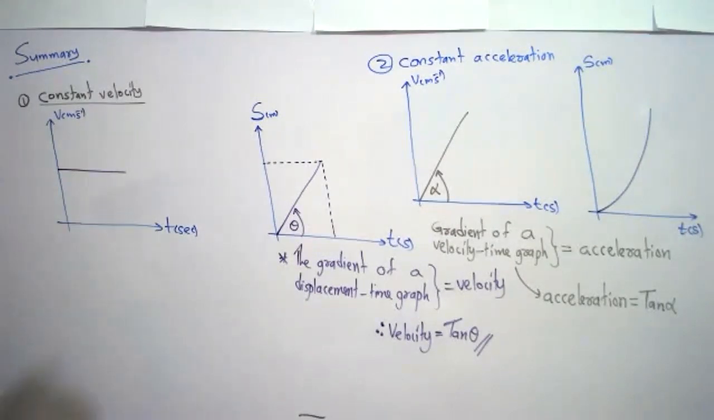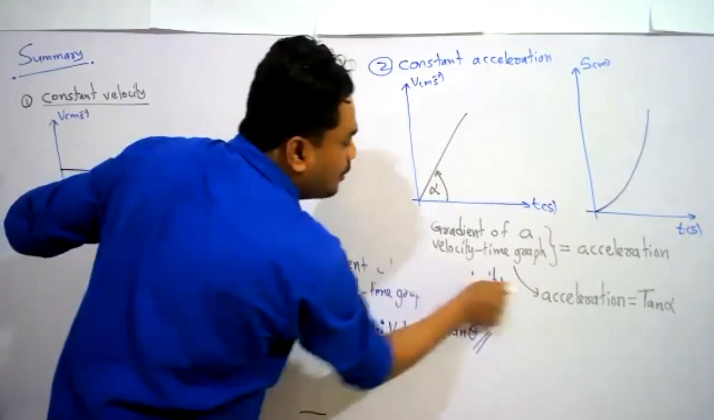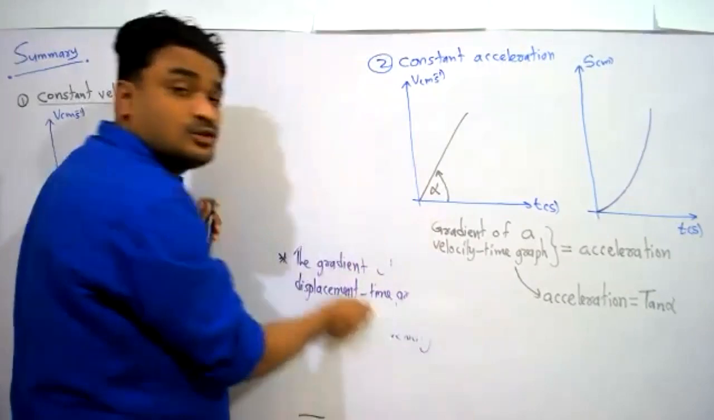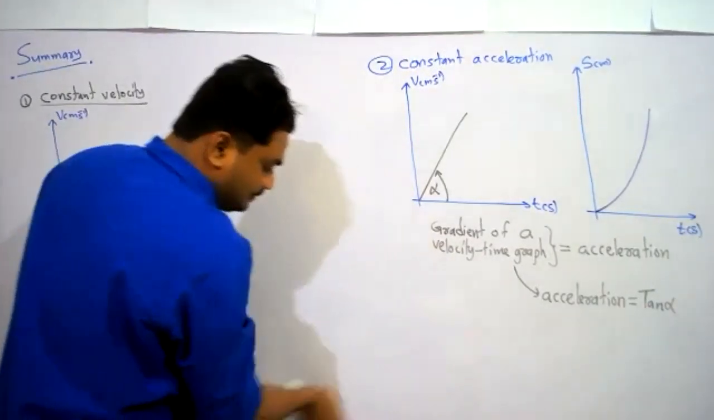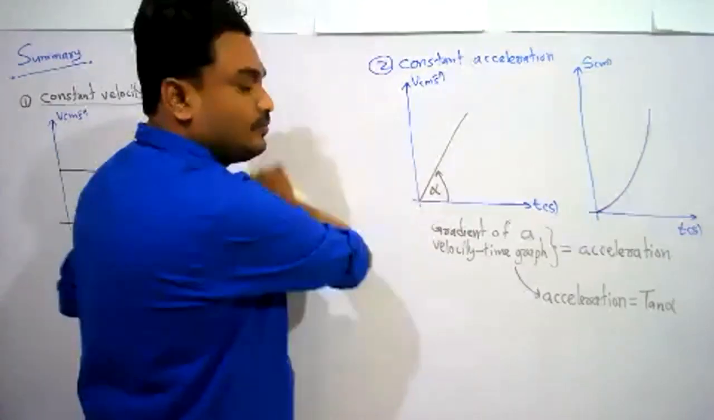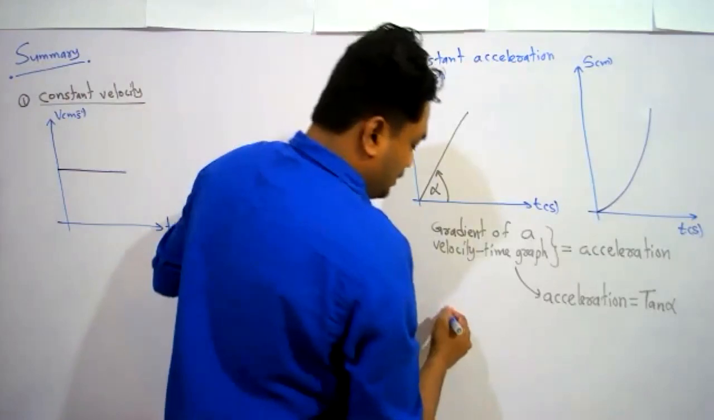Right. I think you have drawn them. Now, somebody please tell me how to find the displacement from a velocity time graph. How do you find the displacement from a velocity time graph? Lamai? Area under the graph. Very good.